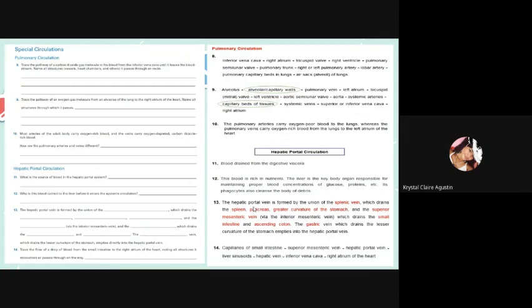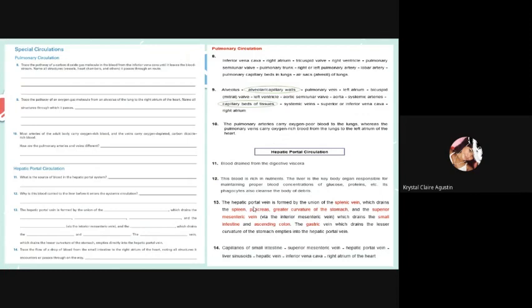The digestive viscera are the internal organs that function to digest food, mostly composed of our liver, gallbladder, and pancreas. So next, why is the blood carried to the liver before it enters the systemic circulation? It is because our blood is rich in nutrients, and the liver is the key organ responsible for maintaining proper blood concentrations of glucose, proteins, etc. Its phagocytes also cleanse the body of debris.